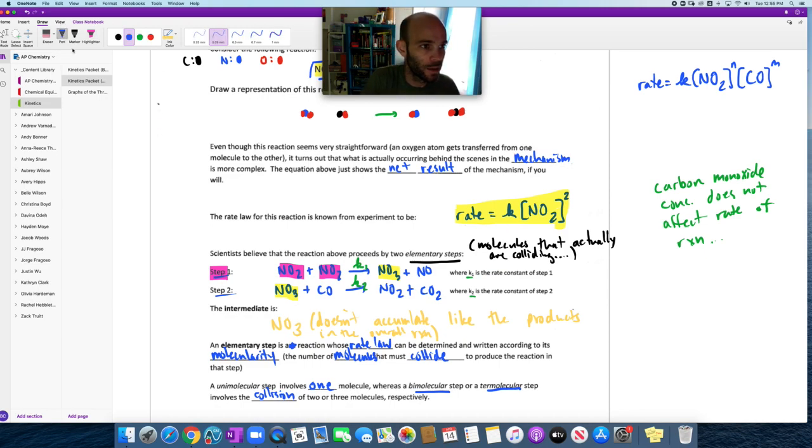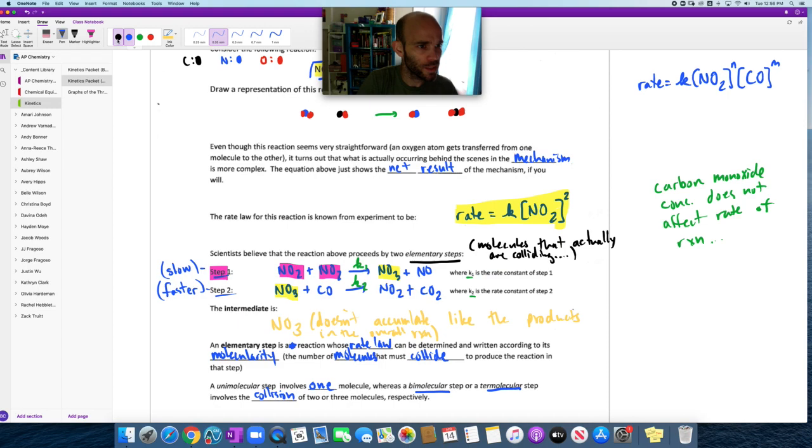Now, apparently, this second step must be much faster. Okay, this step right here. If we assume that this step here is a slow step, and step 2 here is a very fast step, much faster. So step 1 is slow, step 2 is much faster. Which one of these steps would contribute to the overall rate law for the reaction? It's going to be the first step, the slower step.